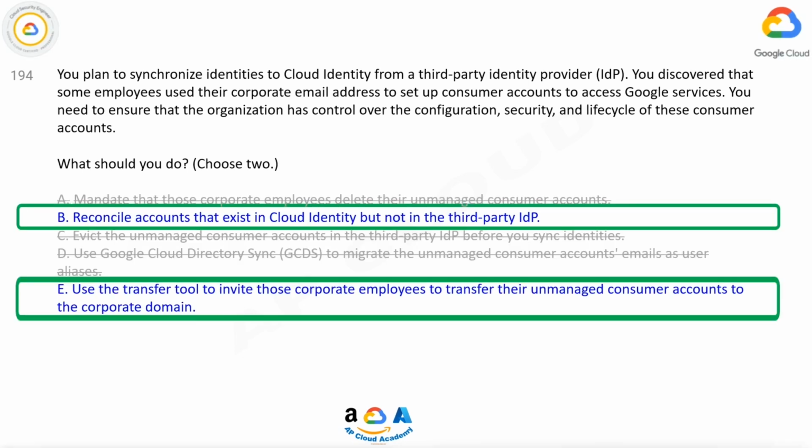The correct answer is B and E. B. Reconcile accounts that exist in cloud identity but not in the third-party IDP. E. Use the transfer tool to invite those corporate employees to transfer their unmanaged consumer accounts to the corporate domain.